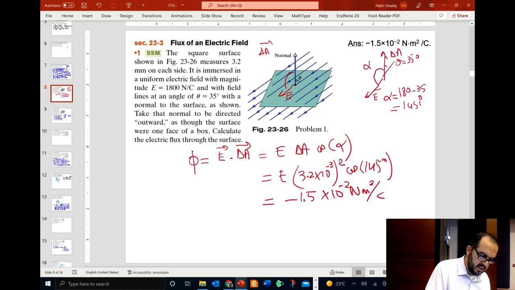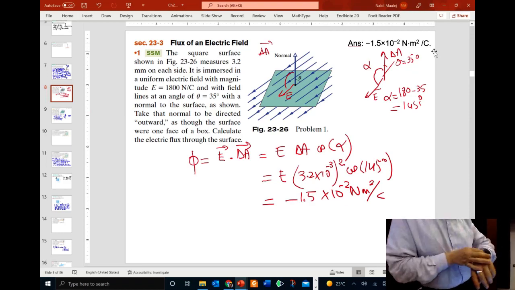So here the trick is determining the correct angle between the electric field vector and the area vector. The angle in this case is 145, and cosine 145 is negative. So you have to be careful. So I will stop here.